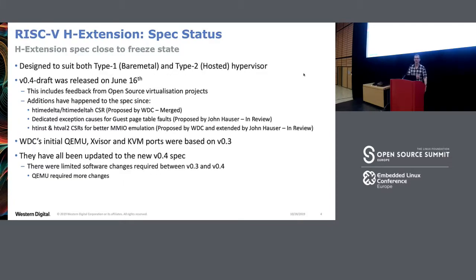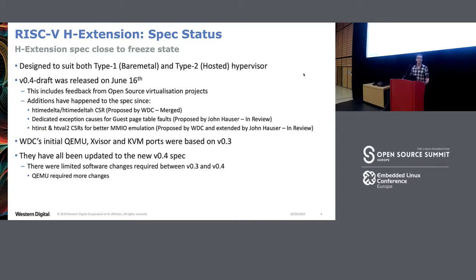So the RISC-V extension status. I'm not going to talk too much about the RISC-V spec in general. Just that the way it works is you have a base spec and you add extensions on top based on what you're interested in. And the RISC-V hypervisor extension, the virtualization extension, is an extra extension on top of that. It's designed to support both bare metal and hosted hypervisors. And the 0.4 draft was released about 4 months ago.